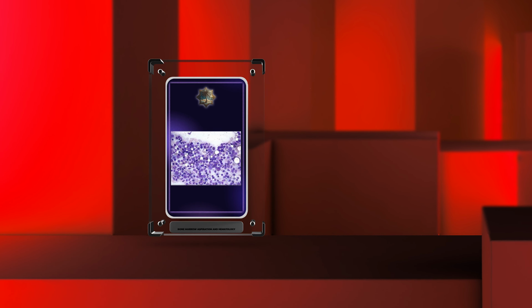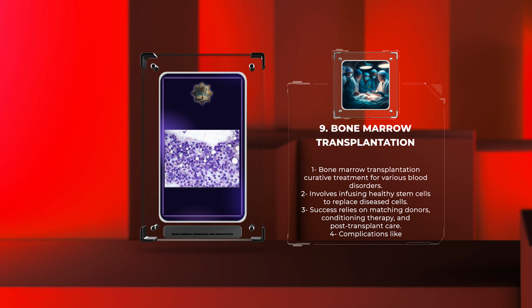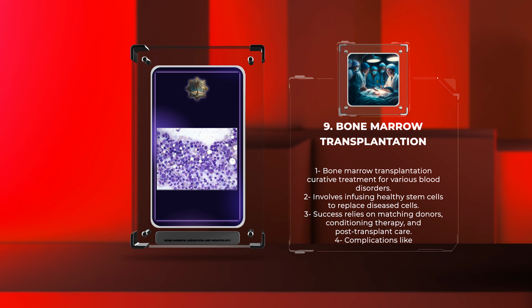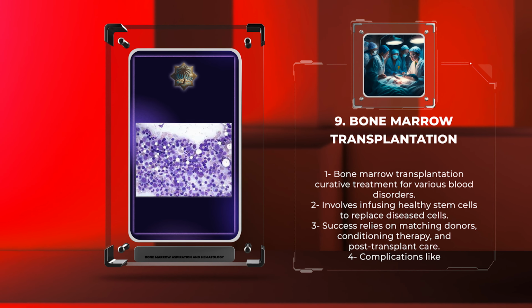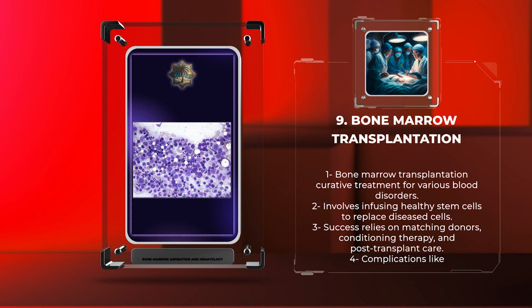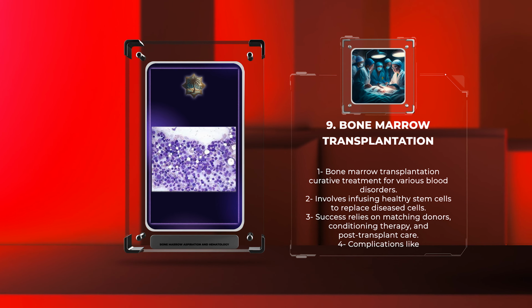Bone marrow transplantation is a curative treatment for various blood disorders. It involves infusing healthy stem cells into the patient to replace diseased cells. Success relies on matching donors, conditioning therapy, and post-transplant care. Complications like graft versus host disease and infections are closely monitored.